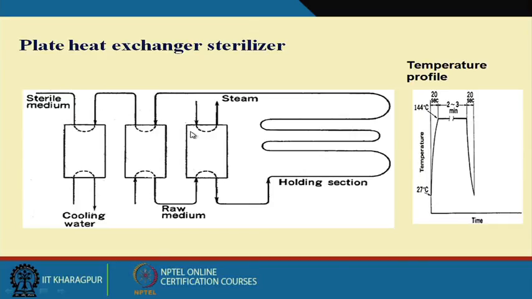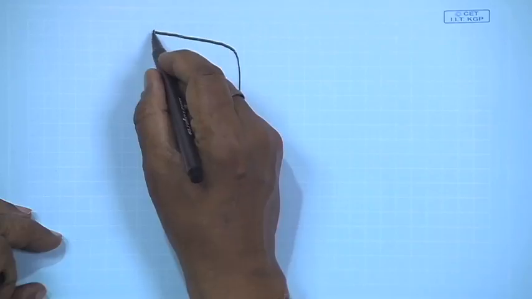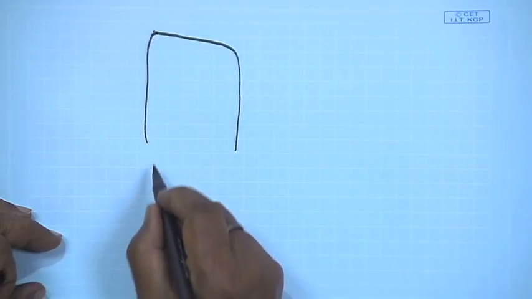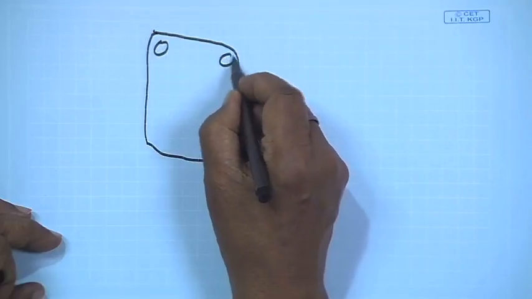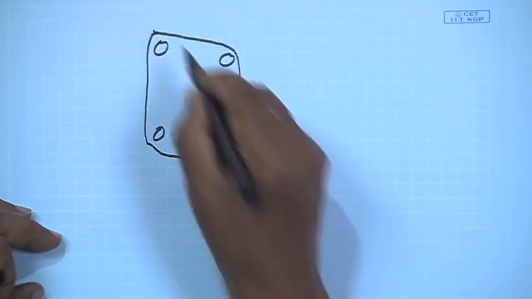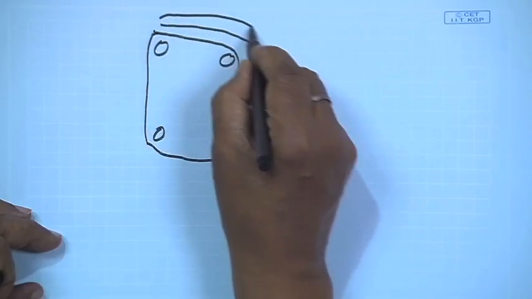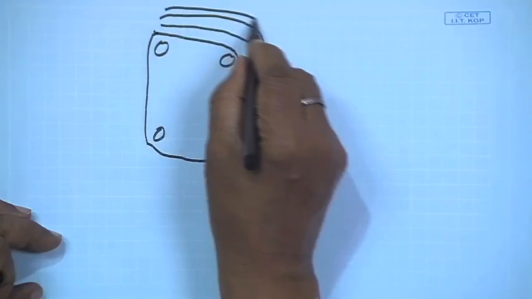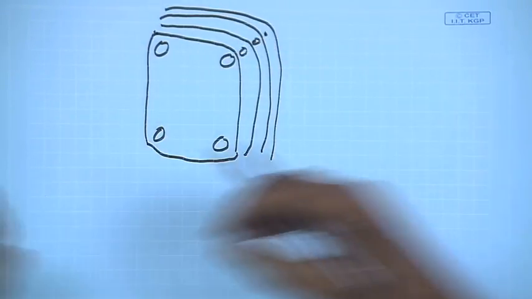Now let me explain how the plate heat exchanger looks. The plate heat exchanger looks like this. Basically it is a plate like this, and several plates are bunched together like this. So we have these different plates, bunched together.